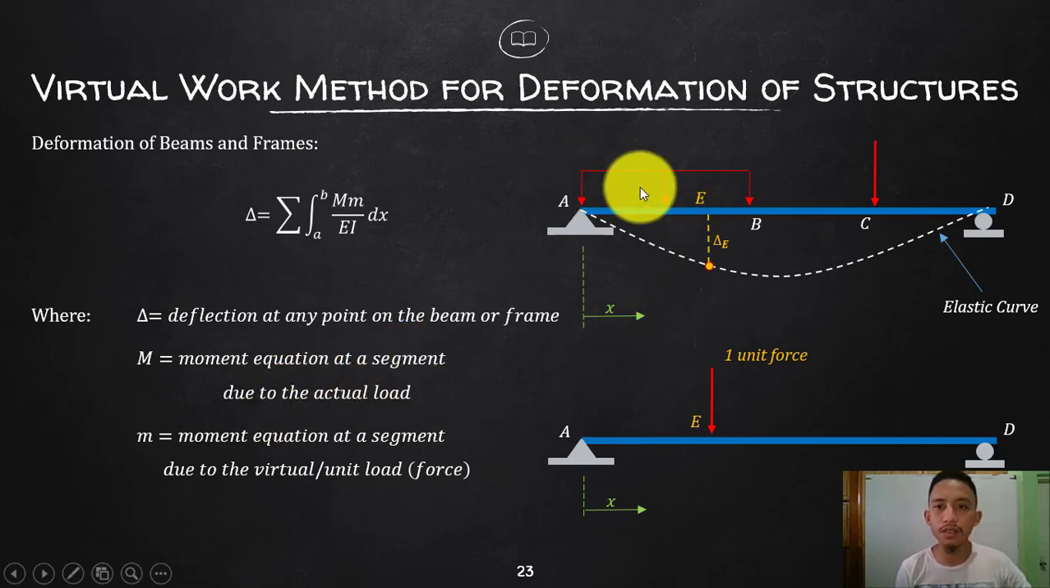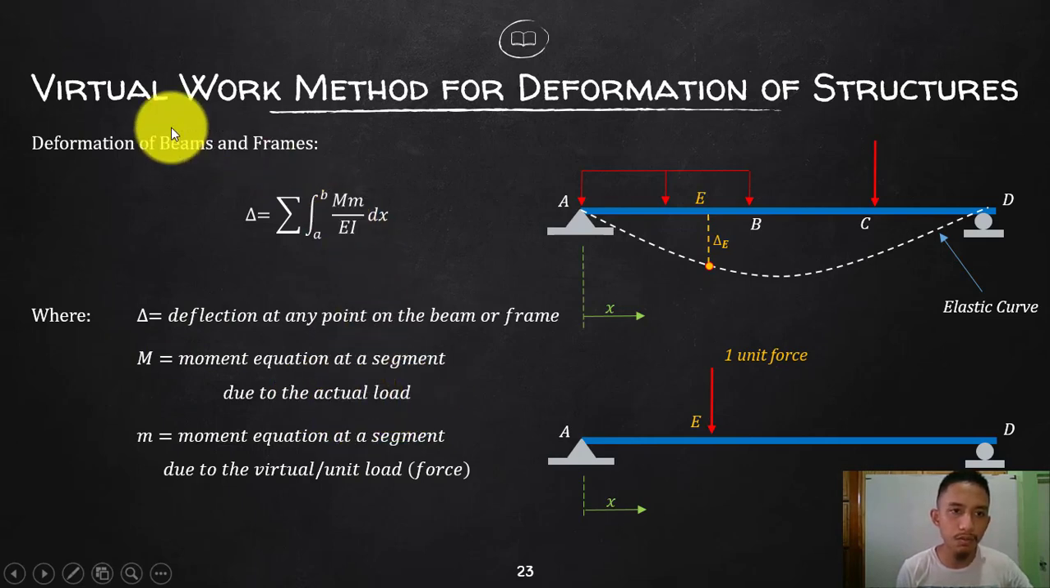So if we are talking about, let's say, let's take this beam as an example. As you can see, there is a UDL, and there is a concentrated loading here. So there will be a lot of types of loading that could be applied on your frames or beams. And if we try to take all of the external loading, or the actual loading, and find out the moment equation in each of the segments, then that is the moment equation due to the actual load.